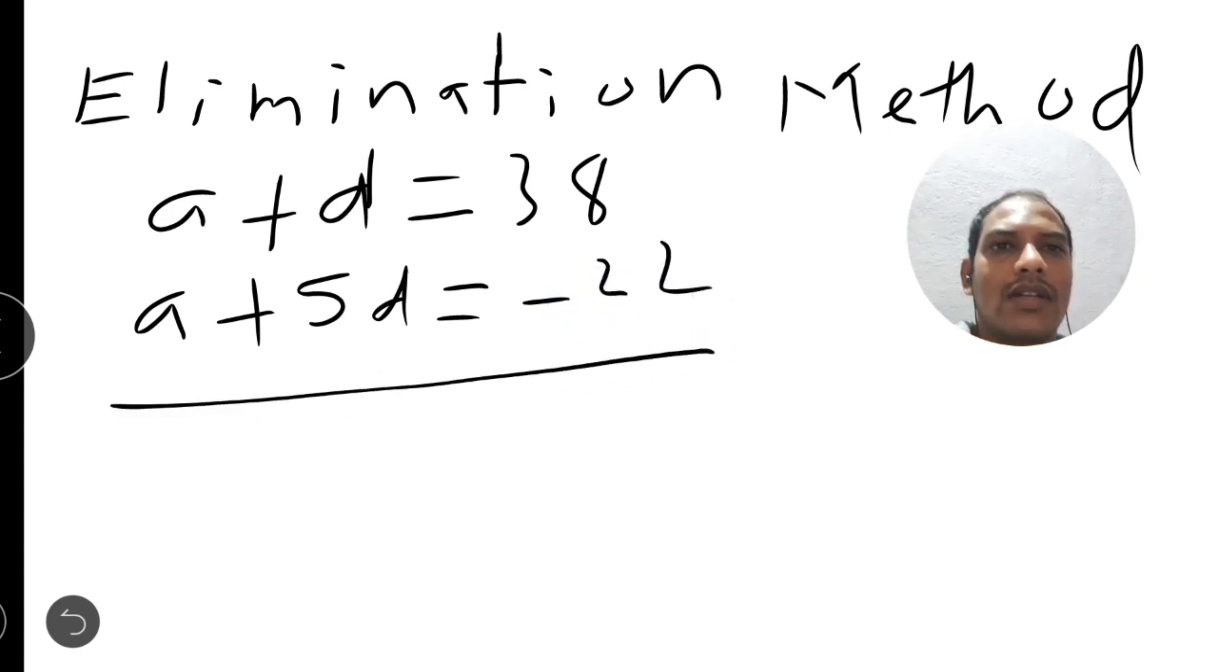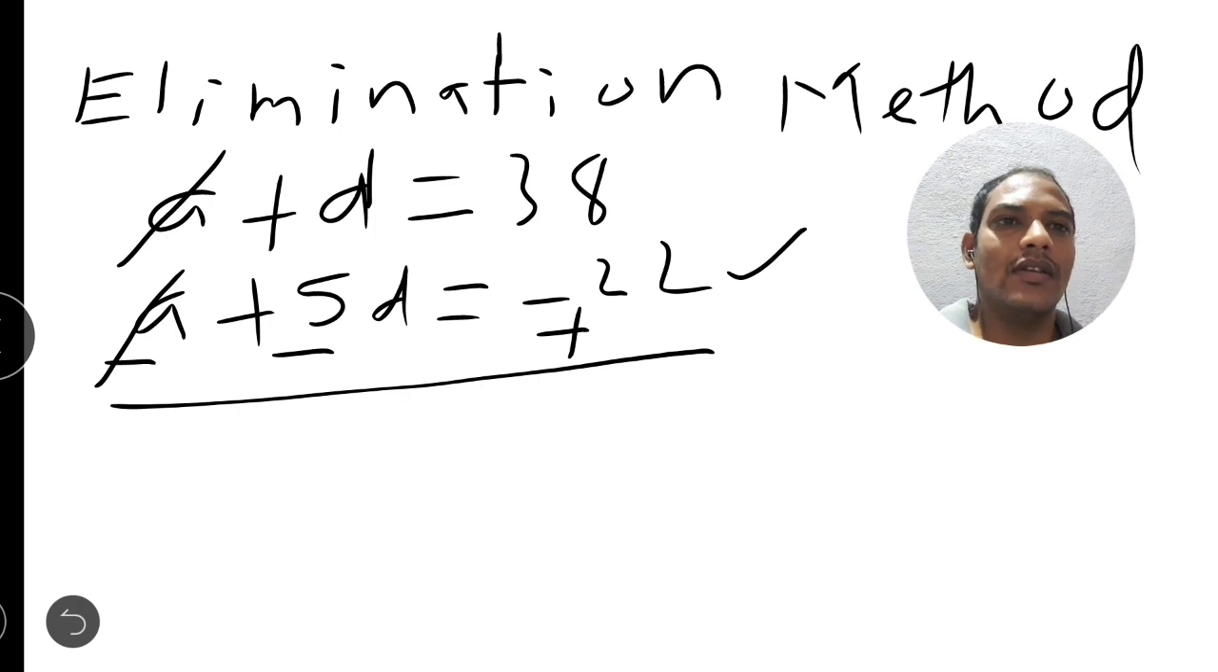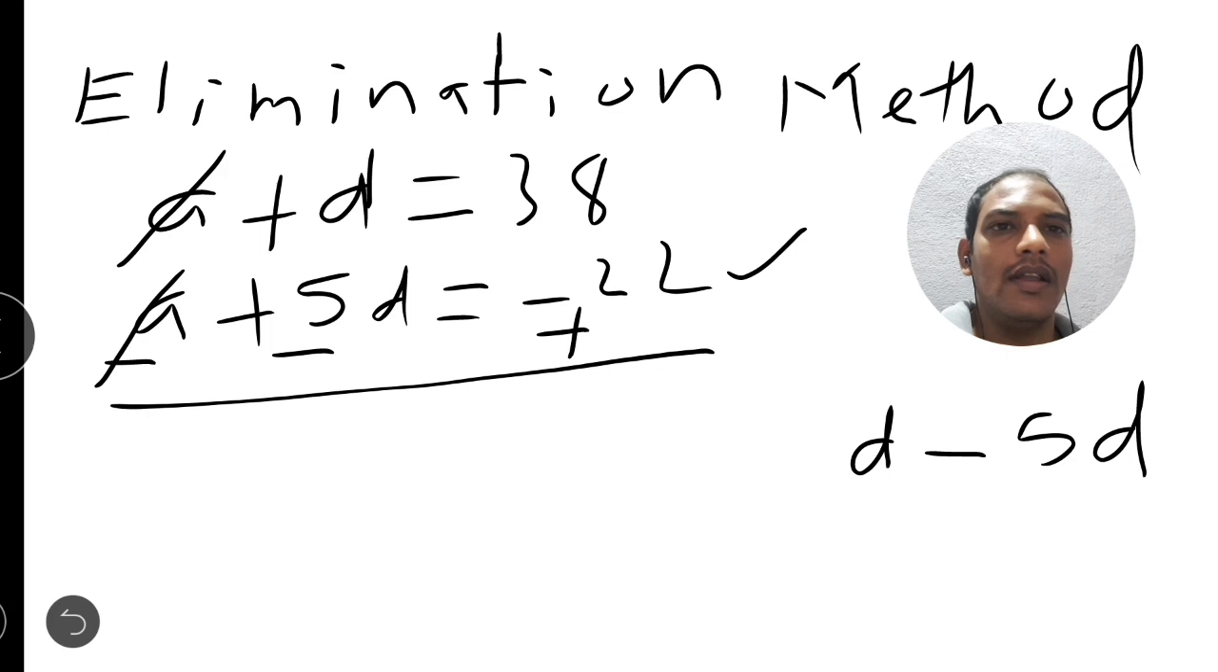Now change the signs for the second equation. The second equation is A plus 5D equals minus 22. Here A is positive, so it will become negative. 5D is positive, so it becomes negative. Minus 22 is negative, so it will become positive. Now what happened here? Plus A and minus A cancel. Now D minus 5D is minus 4D.